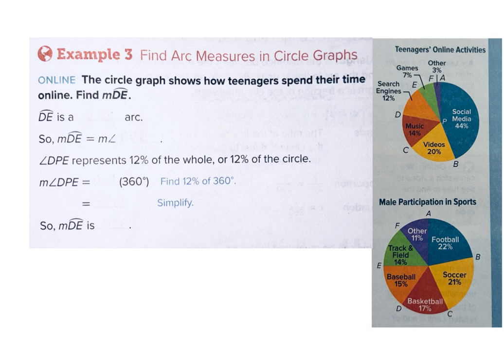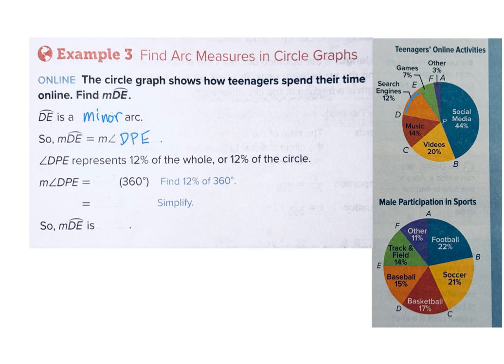But first of all, we're asked to find the measure of arc DE. So here we need to do a little bit of math. You can see that arc DE is corresponding to that orange slice, or the 12% of the entire circle. So first of all, hopefully you can agree that DE is a minor arc. And so the measure of DE is going to be the same as the measure of angle DPE.